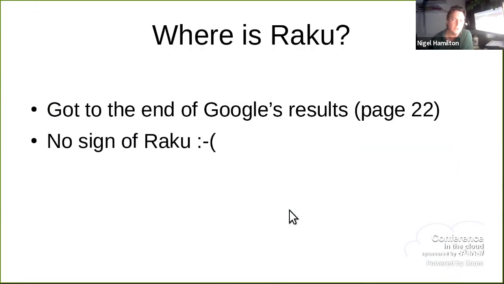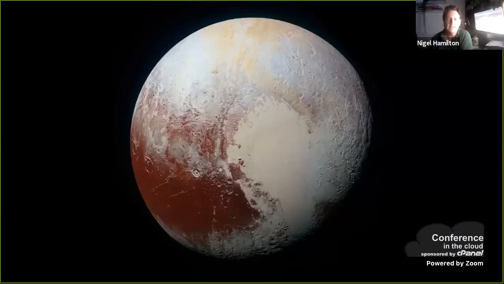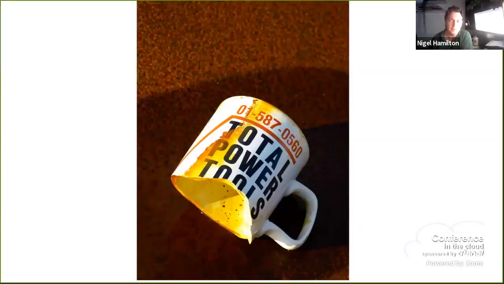But what about Raku? Where's Raku in Google's results? Well, I went through page 10, 15, 20, got to the end, page 22, no sign of Raku. So if Perl has been consigned to Siberia, then I'm afraid Raku is off freezing on Pluto. So this is a problem. What can we do about it?